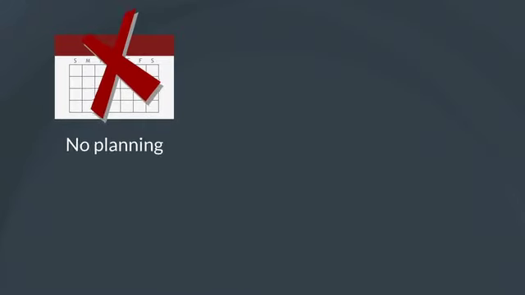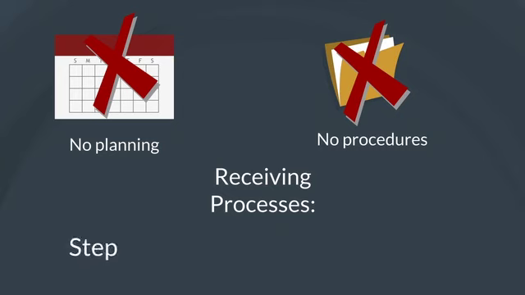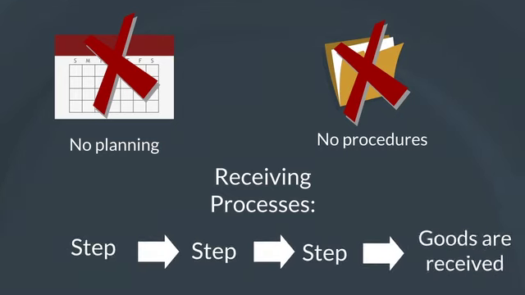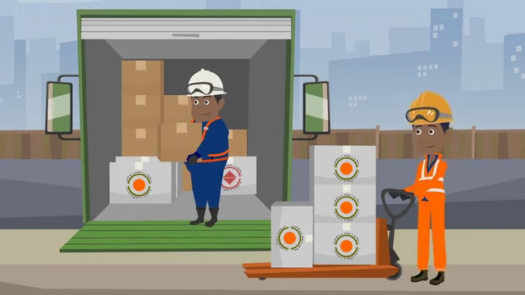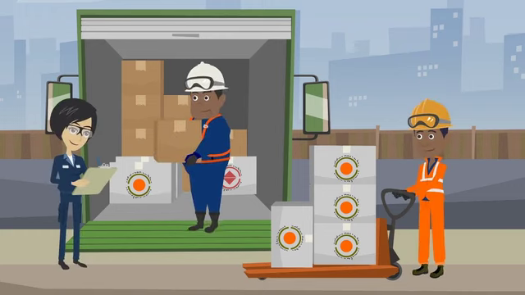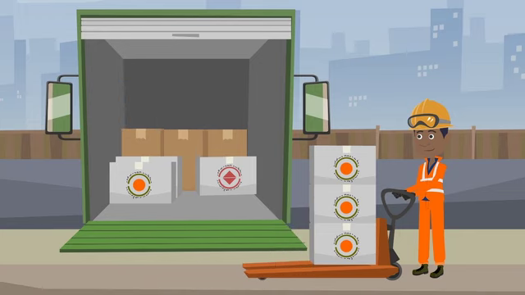Now, of course, no planning can be done if there are no procedures in place. The receiving processes will provide a step-by-step guide of what needs to happen when goods are received. Not all receipts are the same, and some will require extra people, while other receipts might be done by one person who may be filling many roles as the load is small.